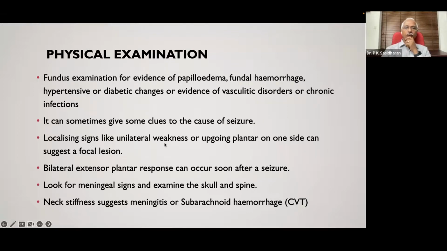Localizing signs like unilateral weakness, one side plantar upgoing, or bilateral plantar upgoing can occur soon after seizure. Soon after seizure, both plantars may be upgoing. So don't think that it's always due to raised intracranial tension, which is going to persist. And like the abnormal pupillary size, upgoing plantar can occur soon after seizure.